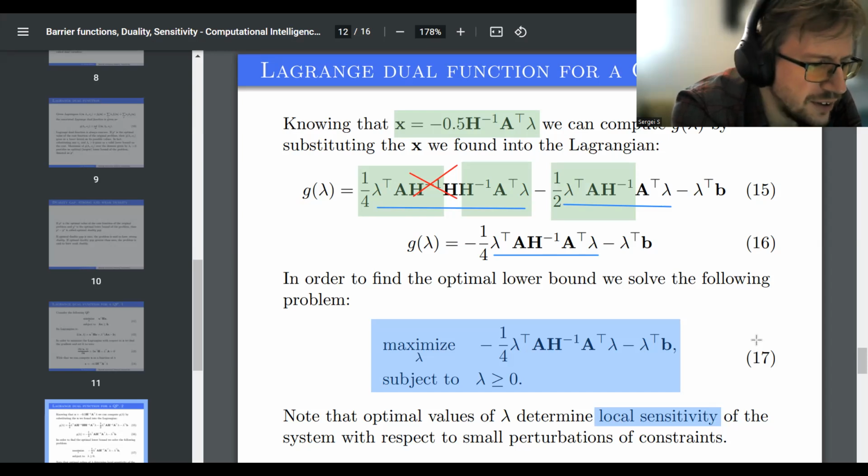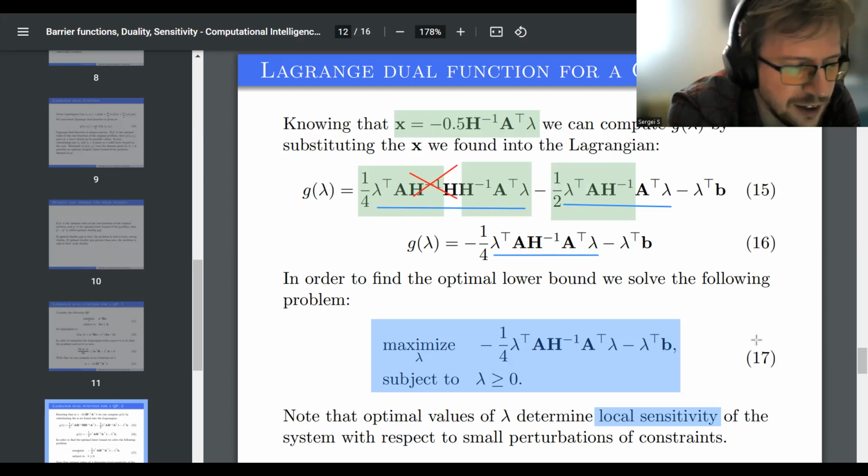I'm still not sure whether QPs have strong duality, so please do double check it. If you're going to self-study, you can check Stephen Boyd's book. It has a section on that.